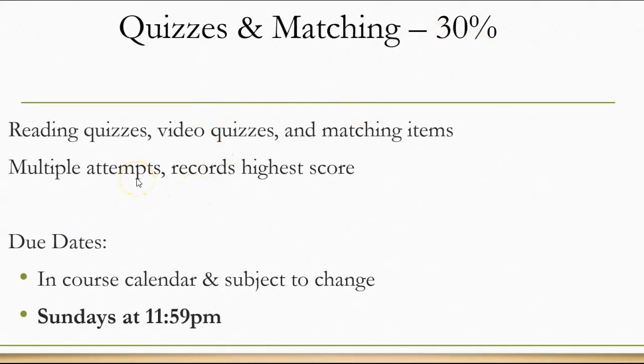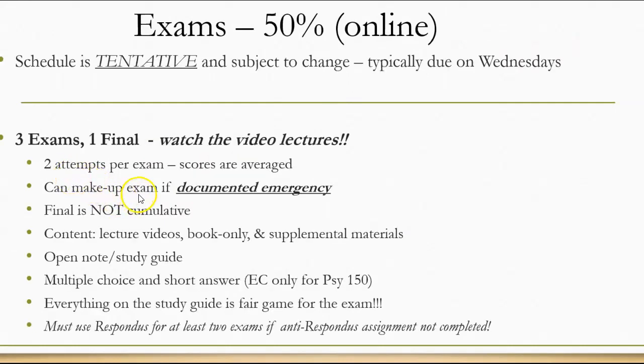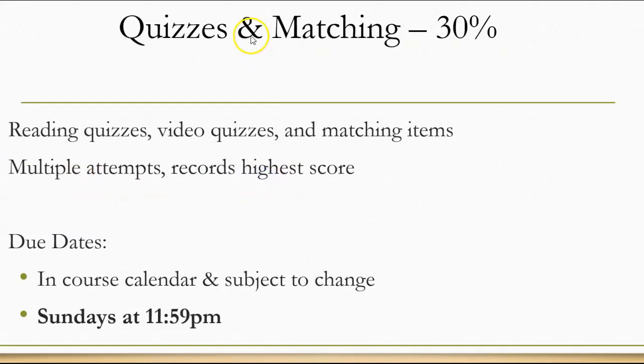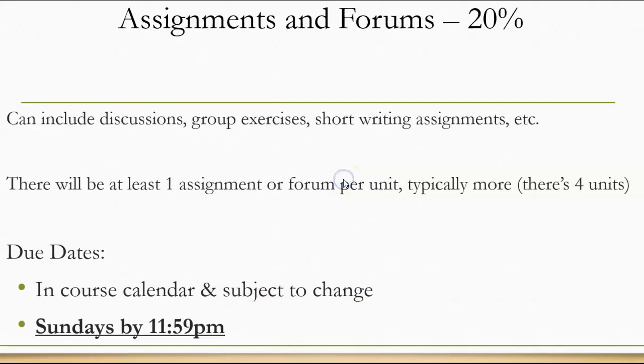You have multiple attempts. With the exams, you have 2 attempts that are averaged. With the quizzes and matching, you have 2 or 3 attempts. It depends. The video quiz is 2 attempts. The reading quiz and matching are 3 attempts. It's going to record the highest score. The due dates are listed in Moodle and also in the course calendar, also Sundays, 11:59 p.m.